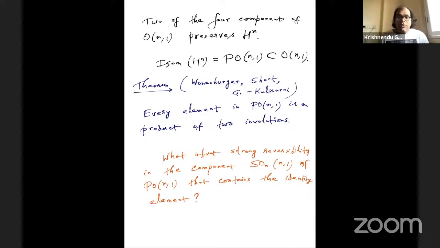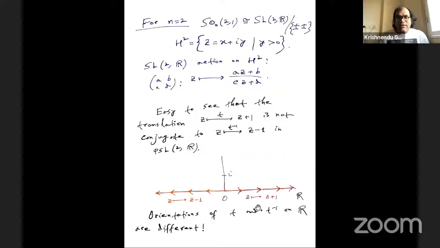But again, what about strong reversibility or reversibility in the identity component of the isometry group? That means in the group of orientation preserving isometries. All right, so that's the question which requires finer analysis. But first, before stating that result, I will briefly recall the case n equal to 2.